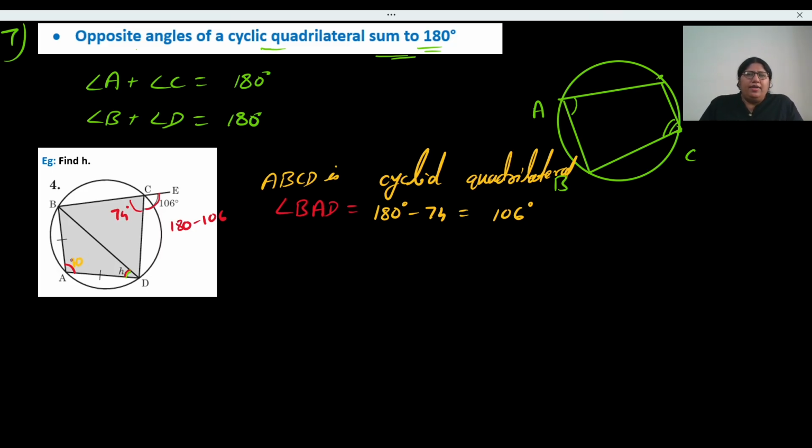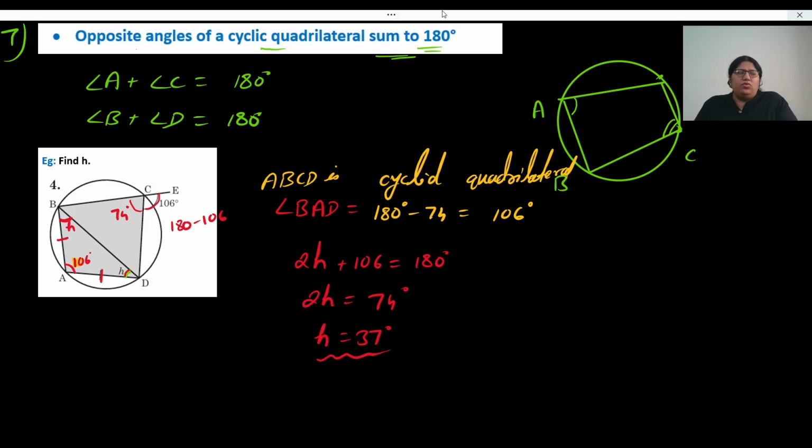Now after getting 106 degrees, you can see that there is an isosceles triangle symbol. Because angles opposite to equal sides are equal, H also will be there. So 2H plus 106 is 180 degrees, 2H will be 74 degrees, so H is going to be 37 degrees. So we use the cyclic quadrilateral property here to find the unknown angle.